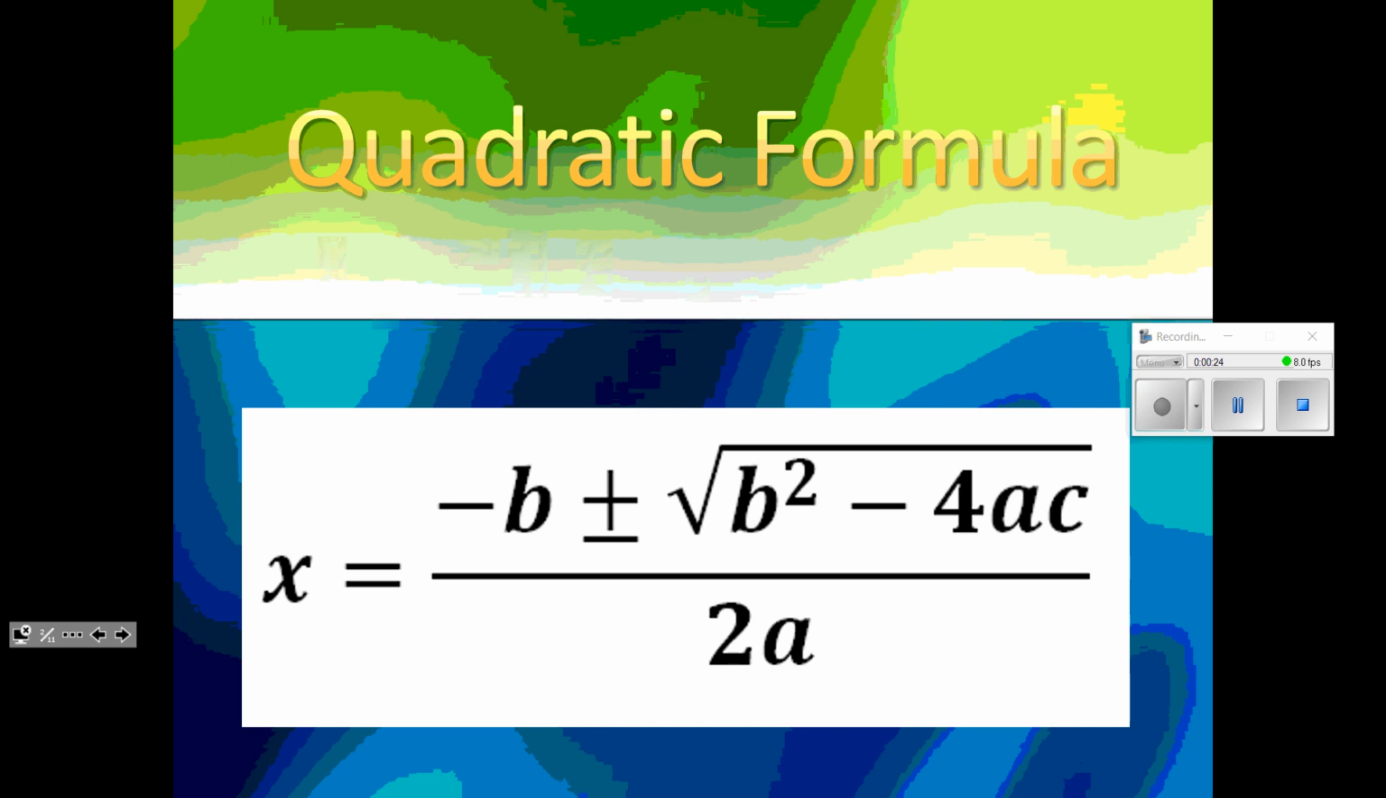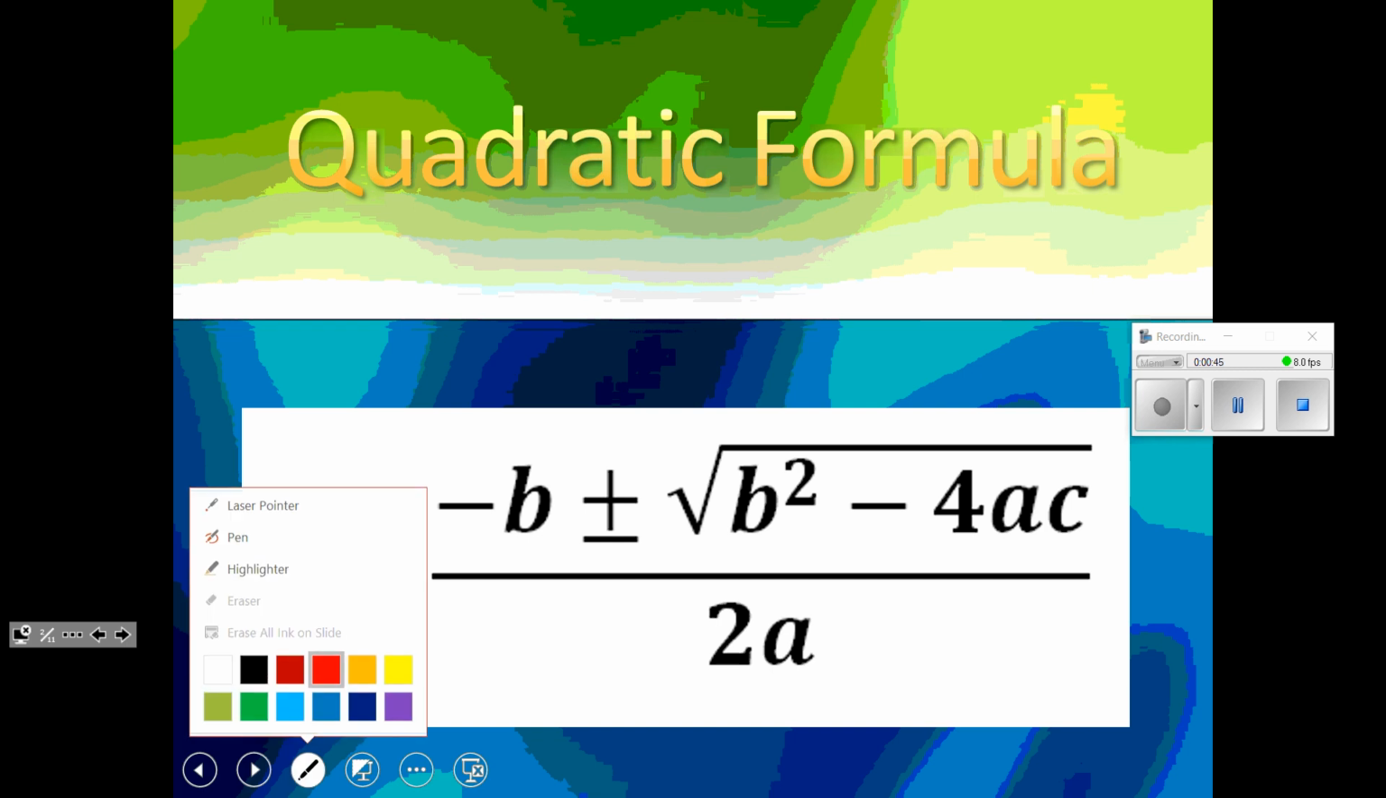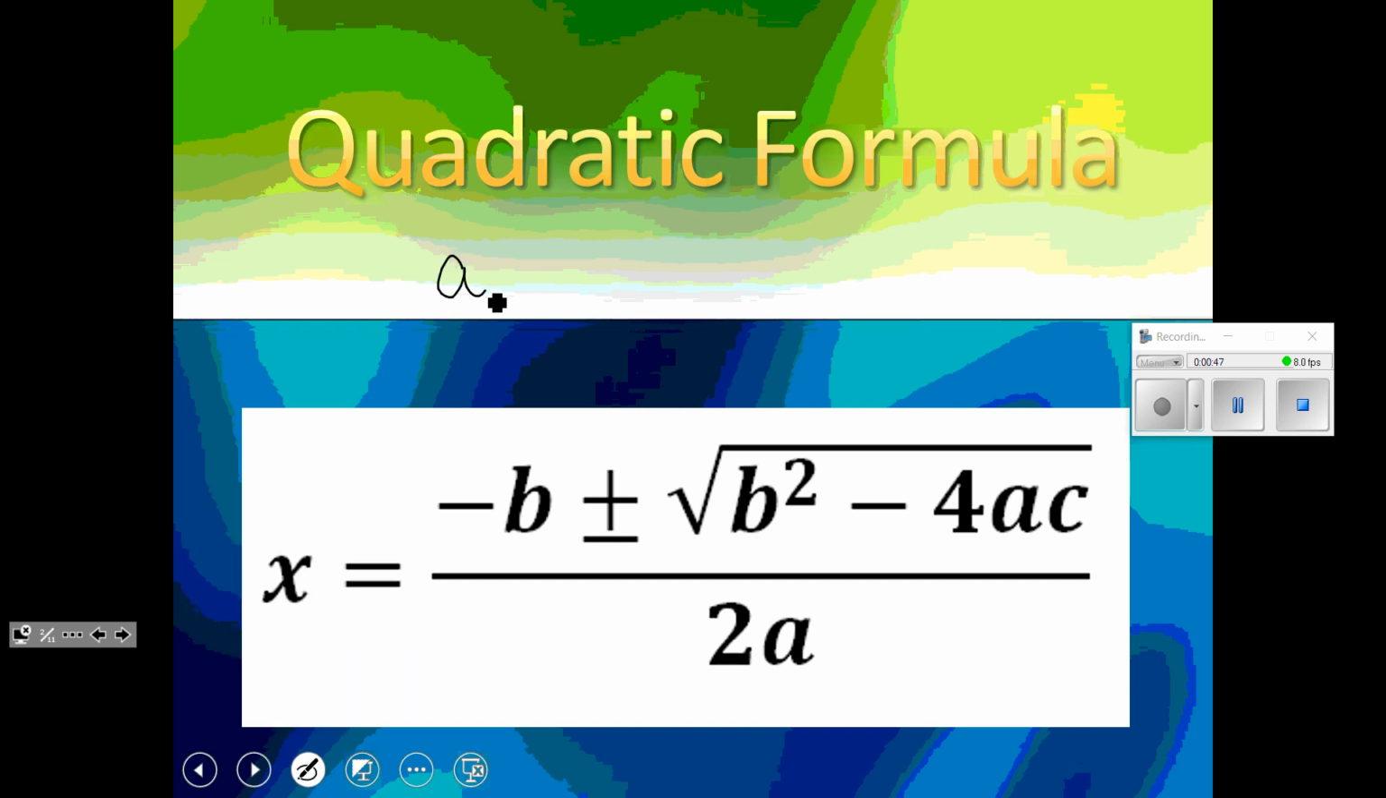So let's talk about the quadratic formula. Go ahead and sing it for you one time. Here we go. Ready? X equals negative b plus or minus the square root of b squared minus 4ac all over 2a. And we know that this works when it's in the correct form, when ax squared plus bx plus c is equal to 0.